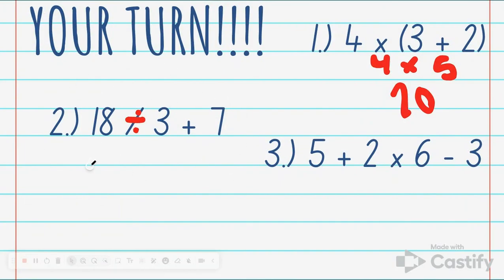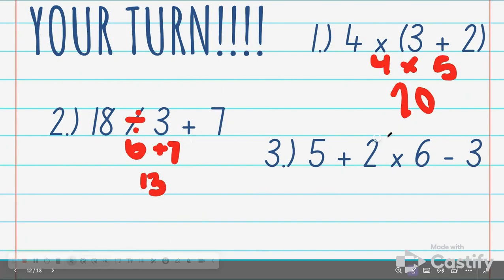Okay, now we're going to look at our PEMDAS. Oh, we got some division. That's what we got to do first. 18 divided by 3, that's going to be 6 plus 7, because we just got to bring everything down. 6 plus 7, 13. Good job, guys. I know you're killing it.